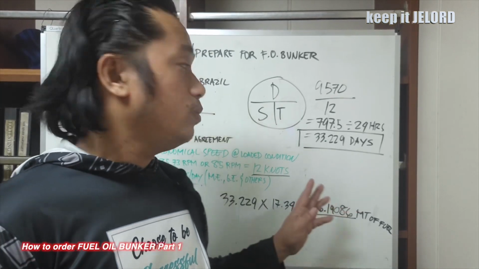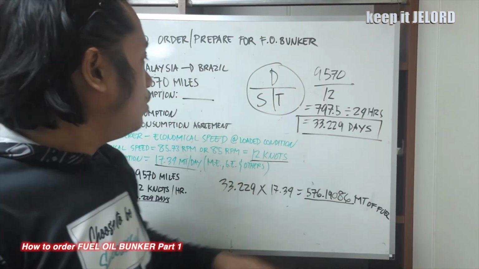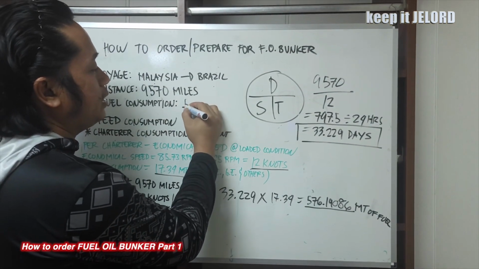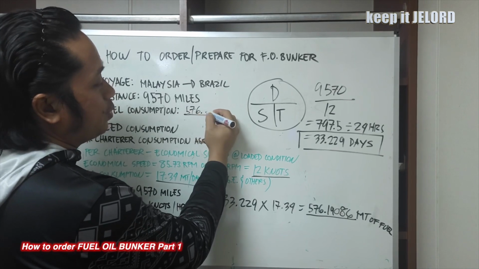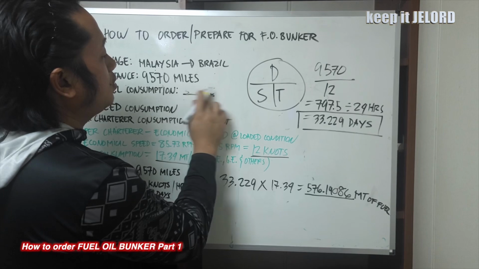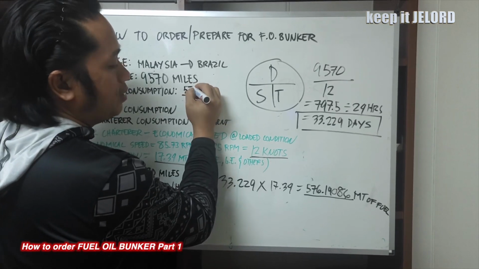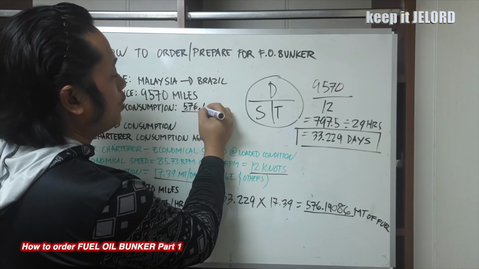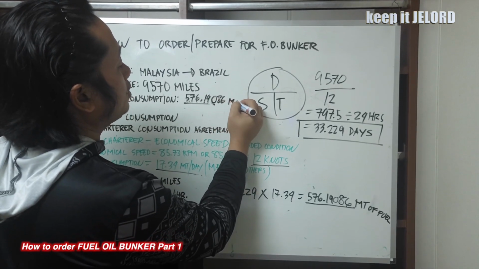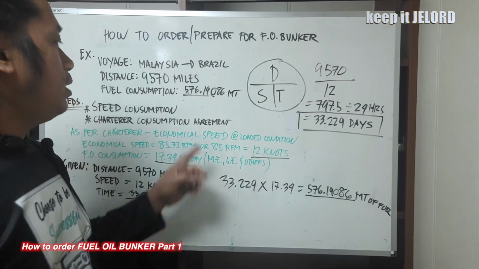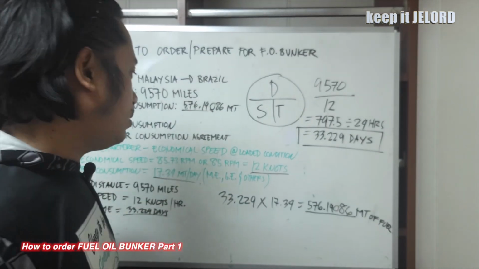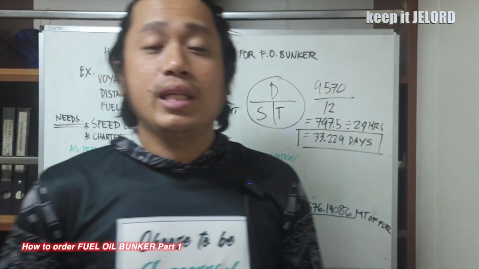Now we know how to compute the fuel consumption. The answer here is 576.19086 metric tons. So we need to order 576.19086 metric tons.